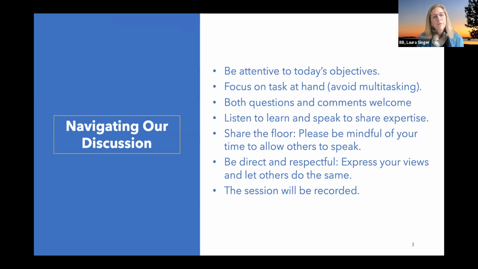Just some basic ground rules about navigating our conversation. Again, I think many of you are familiar with these, but if we could be attentive to the objectives for today's conversation, and Amanda Cross is going to go through those with us. Focus on our task. If you could, try to avoid multitasking, which is very difficult in this Zoom world that we're living in. But listen to learn and speak to share your expertise. There are many of you in this virtual room that have expertise that we're really hoping to learn from. I will do our best to make sure we can share the floor so everyone is allowed to participate, and of course be direct, but also respectful.